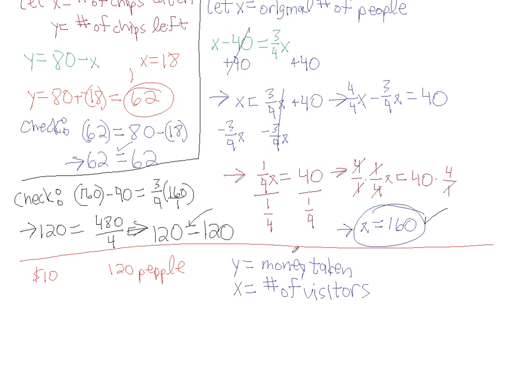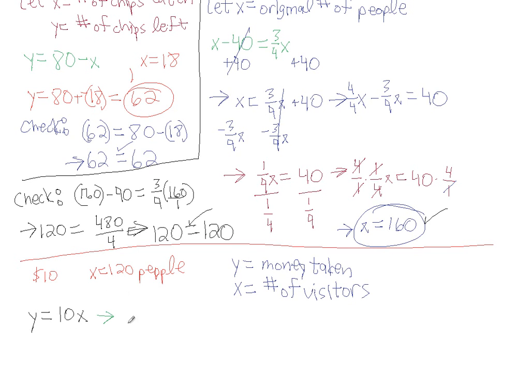Okay. So how are we going to write this? Well, we're going to solve for y, so let's do y equals. y is the amount of money taken in. How do we find out how much money was taken in? Well, if $10 is the entry fee, and we have x number of visitors, it's $10 for each visitor, so we're going to have 10 times x. Okay, well, in this example, we're going to let x equal 120 people.